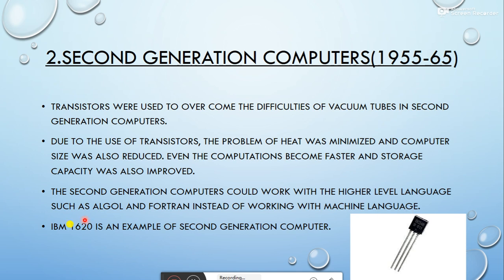IBM 1620 is an example of a second generation computer. This is the image of a transistor.